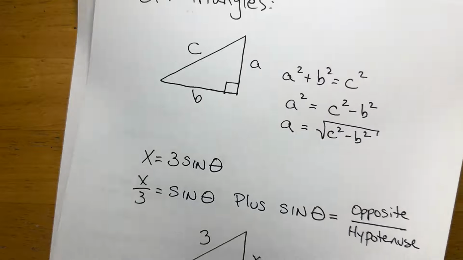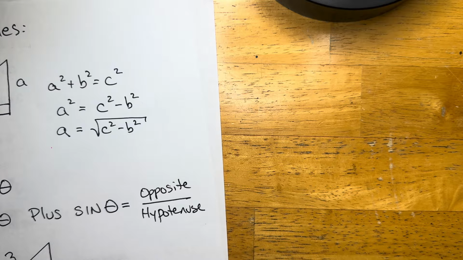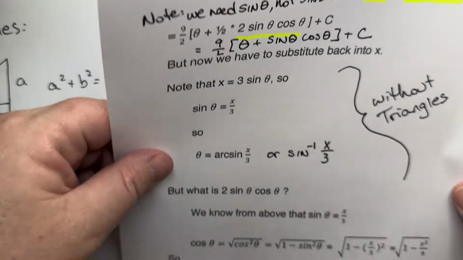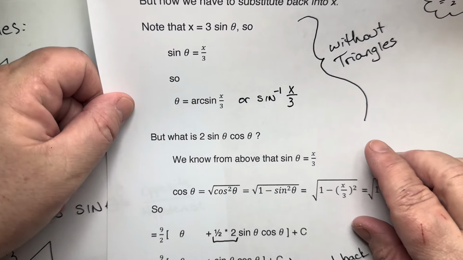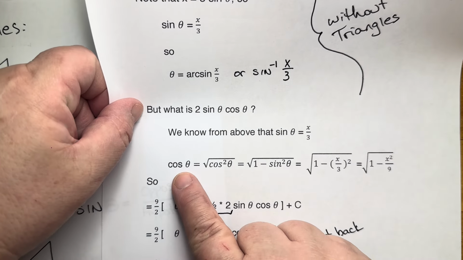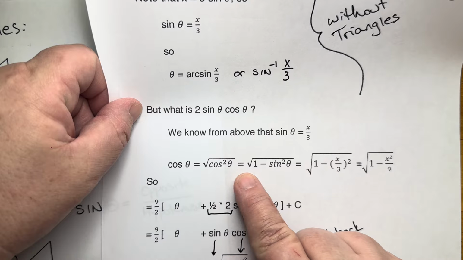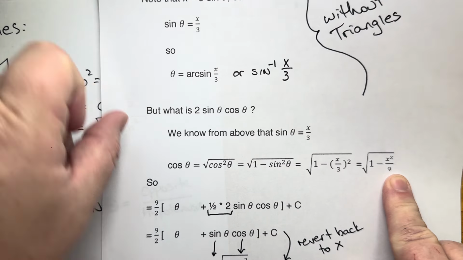Oop, that's not the part that I want to show you. So then let's go back over here. Remember without the triangles? We did all this without the triangles. And I said, what is cosine? Cosine of theta is this, and all of this.